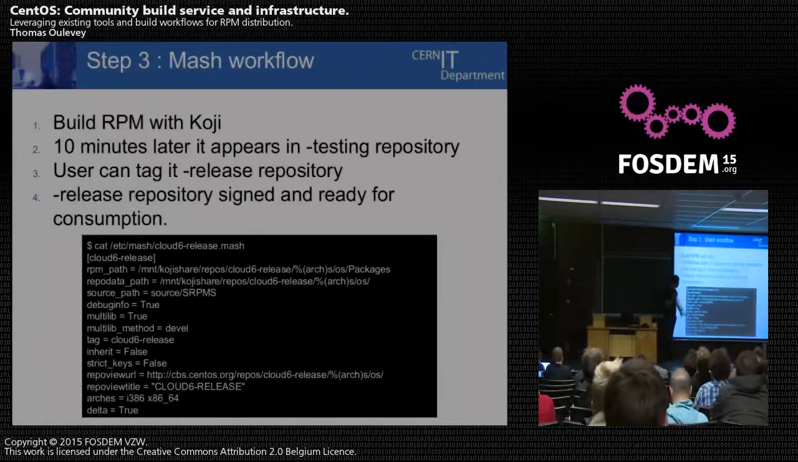So this is the important part. It will say that all the RPMs that are tagged, all the builds, sorry, that are tagged in CloudSys release will be taken for this repository. You can check the GPG key if you want, and you can specify arch if you want to have only one arch. For example, for 7, you have only x86-64. And as well, you can generate delta RPM if needed.